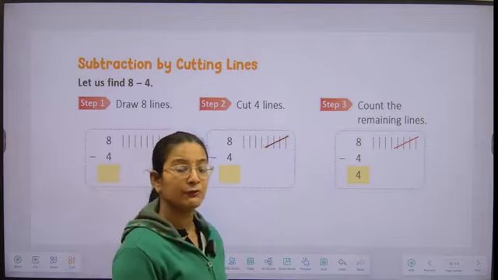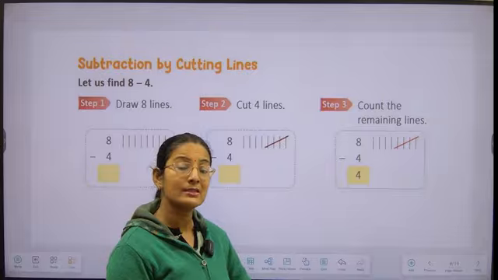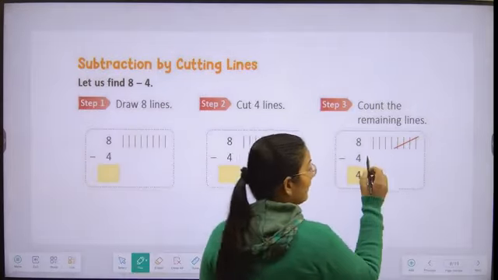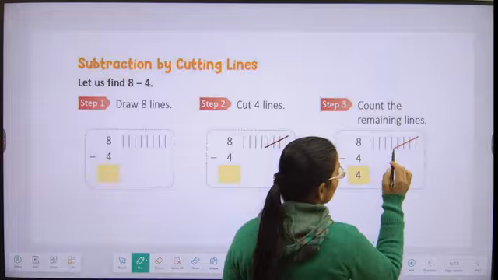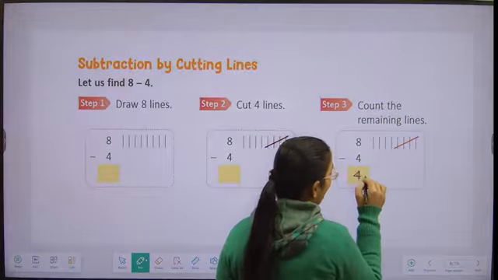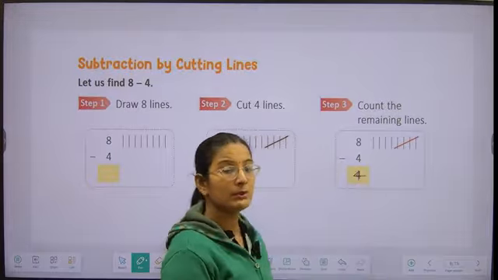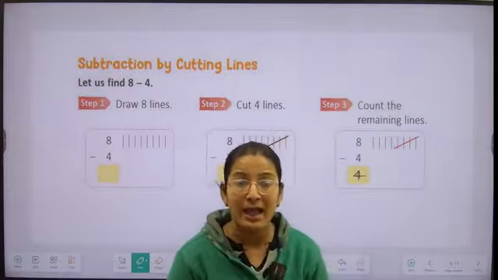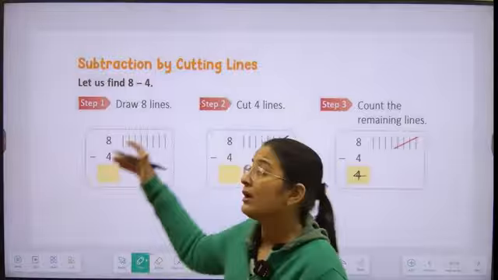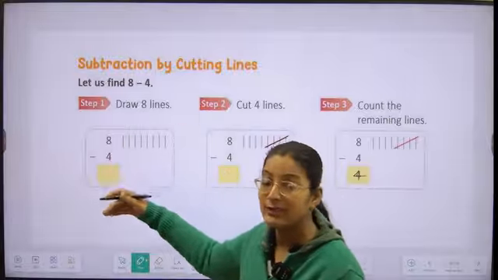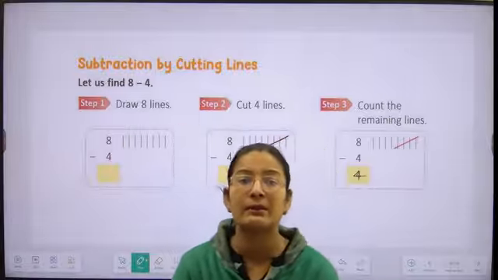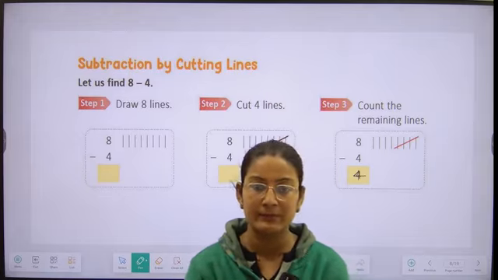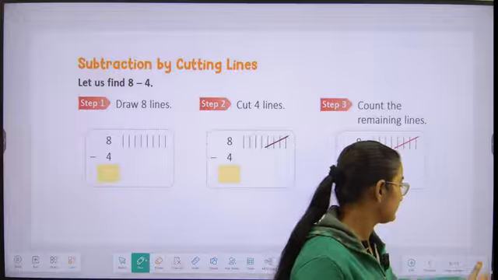After subtracting the 4 lines, how many lines am I having remaining? Let's count with me, 1, 2, 3, 4. So I am having 4 lines remaining. So with the help of a number line and with the help of drawing lines, we can also subtract numbers. Everyone is understanding? Very good, students.